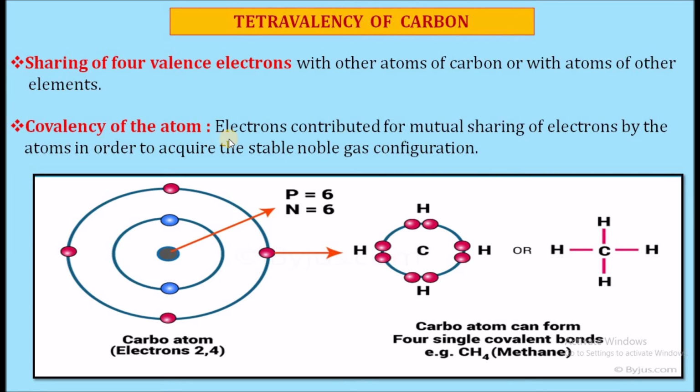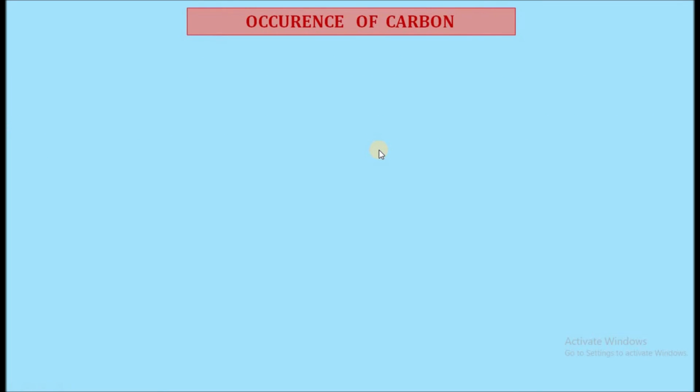Covalency of the atom: electrons contributed for mutual sharing of electrons by the atoms in order to acquire the stable noble gas configuration. Atoms mutually share electrons so that they can attain a stable noble gas configuration, and that thing is known as covalency.